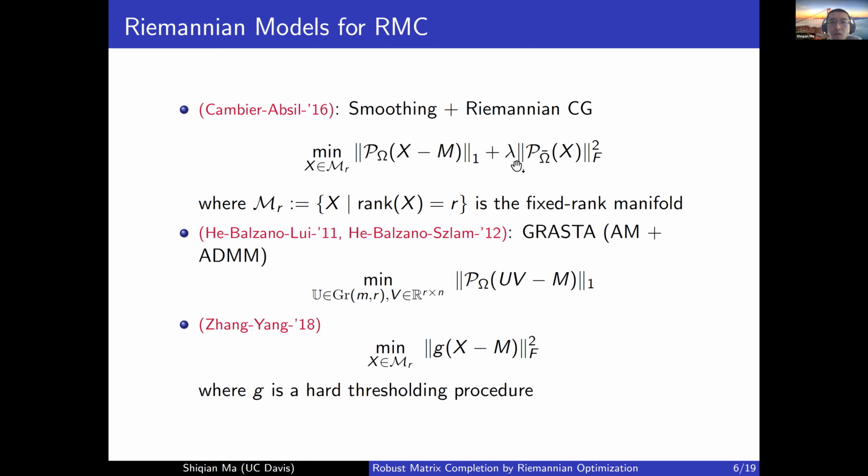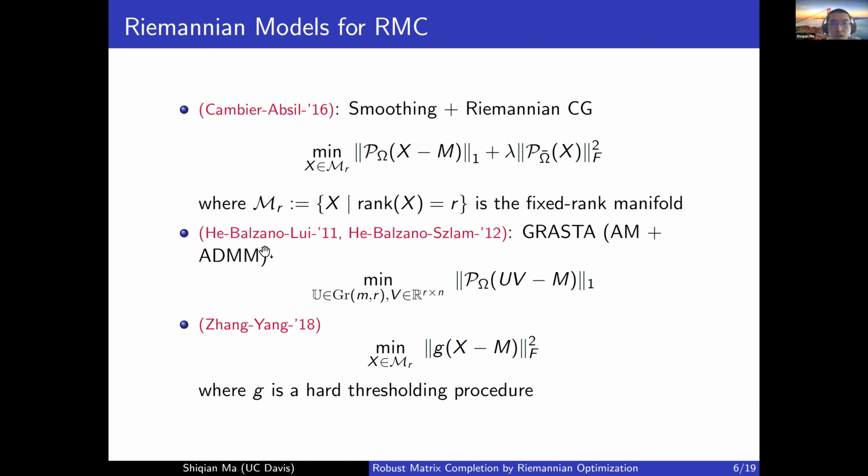Of course, for this problem, you cannot use the Riemannian gradient method because the objective function is non-smooth, right? So these authors propose to first smooth this L1 norm using some smoothing technique. Then for the smoothed problem, they can apply the Riemannian conjugate gradient method. So basically, they are not solving this non-smooth problem. Instead, they're solving a smooth approximation to this problem.